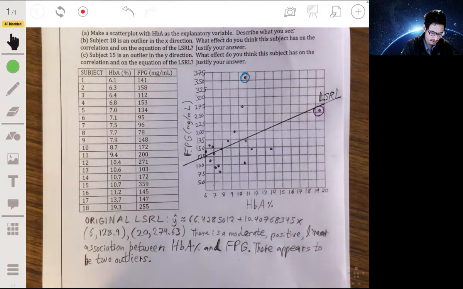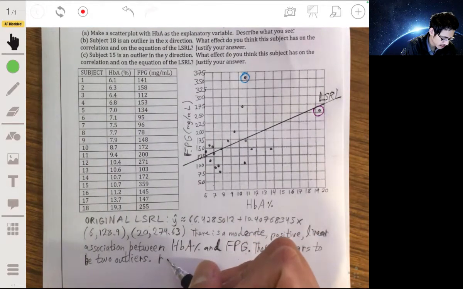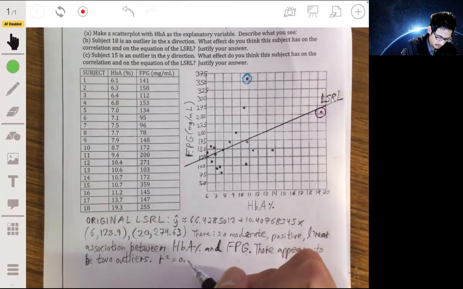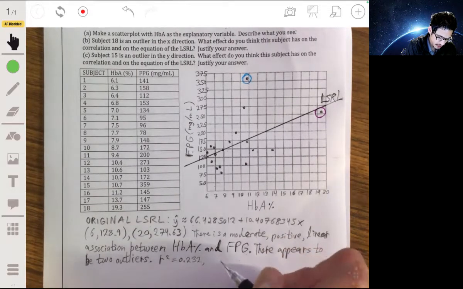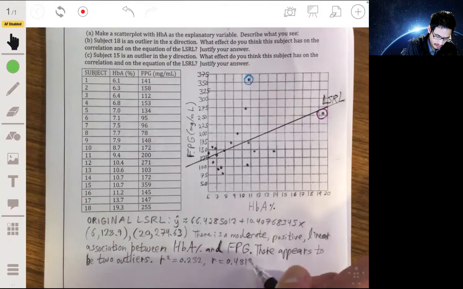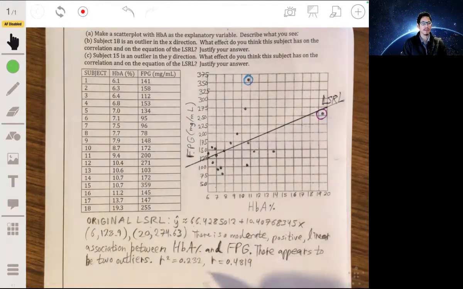Let's also write down the R value here just so we have a reference. The R squared was about 0.32, as we saw, and R was 0.4819. So we want to see what would happen to these values and all these statistics.